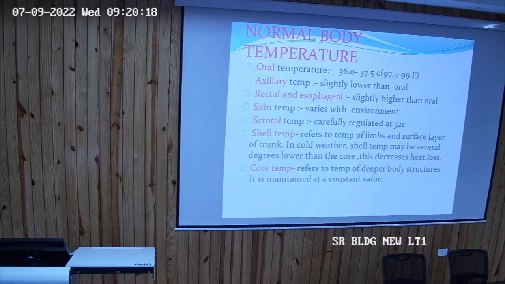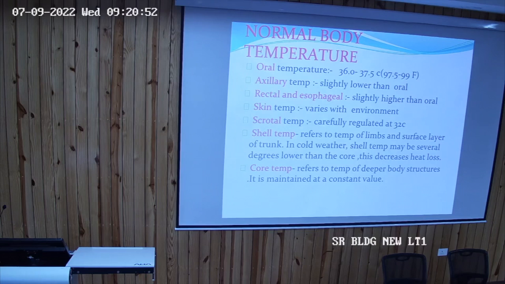Now the oral temperature, in degrees and in Fahrenheit. In degrees, it is 36 to 37.5 degrees centigrade. In Fahrenheit, it is 97.5 to 99 Fahrenheit. Clear? So one MCQ that can come is, what is the normal range of body temperature? Normal body temperature in degrees and Fahrenheit.